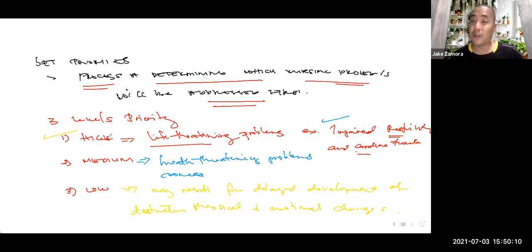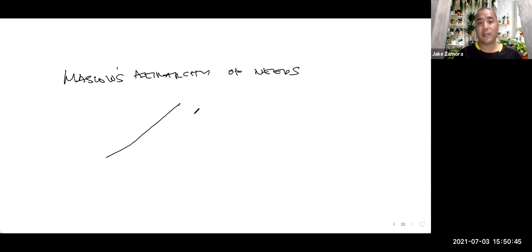Now, there are different ways on how you prioritize. Basically, the most common being used, kasi when you set priorities, there are different ways on how you can set priorities. Some actually use the Maslow's hierarchy of needs. Are you familiar with the Maslow's hierarchy of needs? Diba? So Maslow's hierarchy of needs, there are 5 levels.